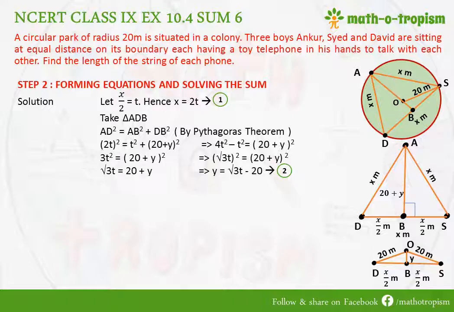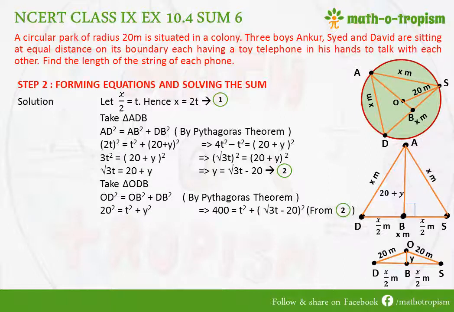And again, take triangle ODB. OD square is equal to OB square plus DB square. As a result, 20 square is equal to t square plus y square, which implies 400 is equal to t square plus, instead of y, I am going to use from equation 2, root 3t minus 20, the whole square. I'm going to expand that using the a minus b the whole square formula. So 400 is equal to t square plus a square, which is root 3t the whole square, minus 2ab, so 2 into root 3t into 20, plus b square, which is 400.